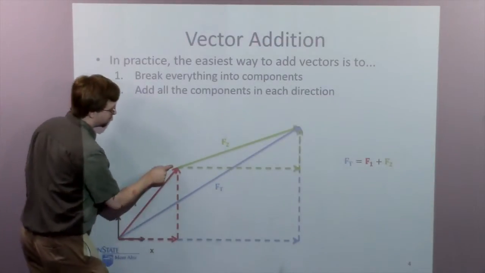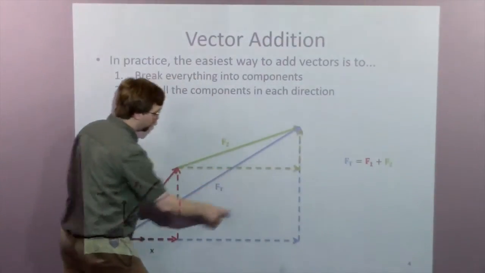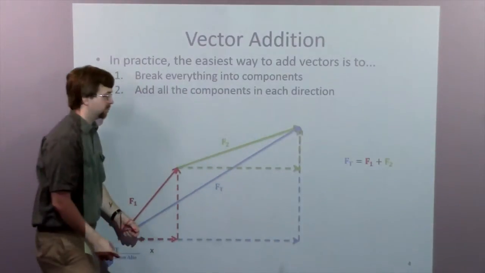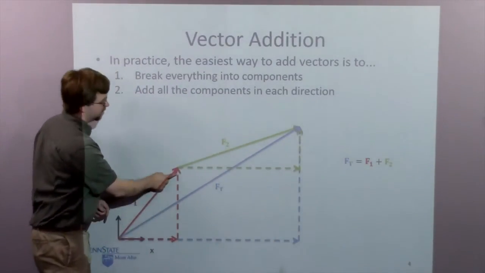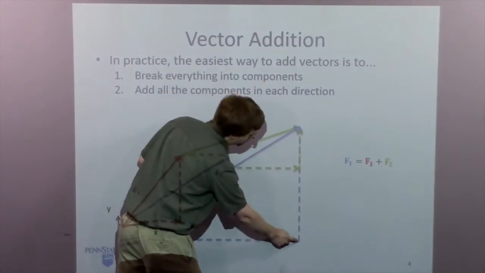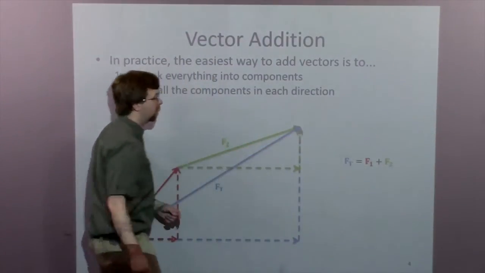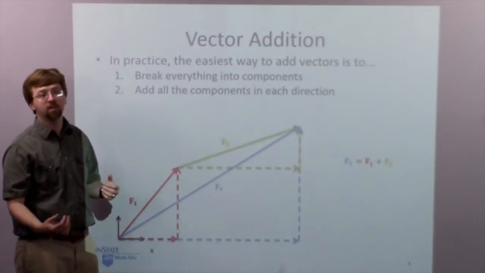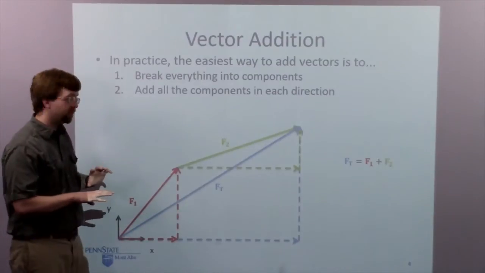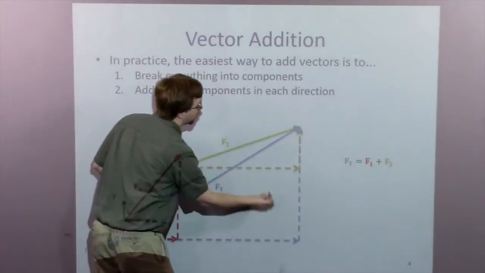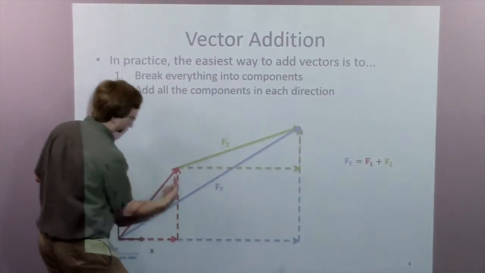That means that in the x direction, the x component of force 1 plus the x component of force 2 will give me the x component of the sum vector. And the y component of F1 plus the y component of F2 will give me the y component of the sum vector. This works because all of the x components, all of the y components, share a common direction. They're all going in the x direction, or for y components, they're all going in the y direction.